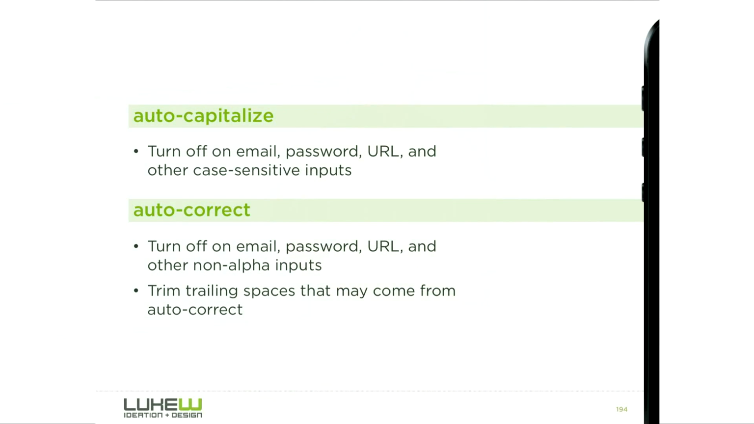Because what are the chances that a dictionary has my email address in it? Probably slim. So auto-capitalize and auto-correct are input attributes that we can tune. And there's lots of places you want to do this that you probably are not doing this. There's many places you want to just throw in a little auto-capitalize off, auto-correct off.